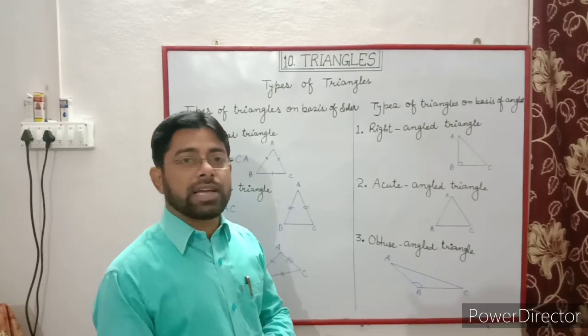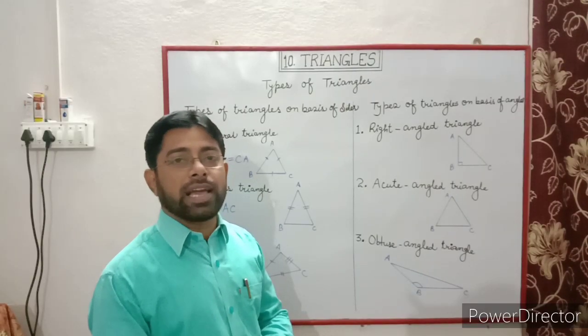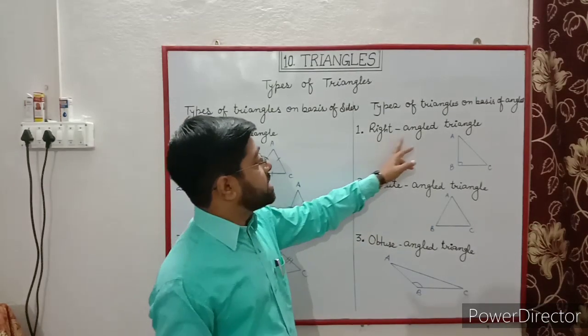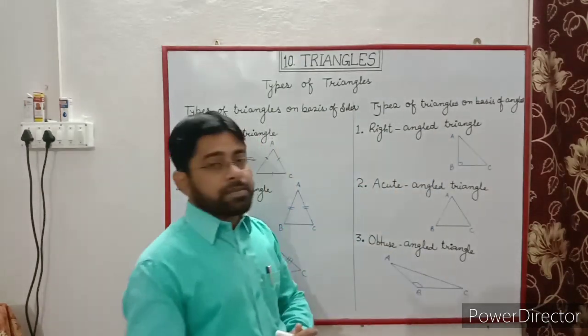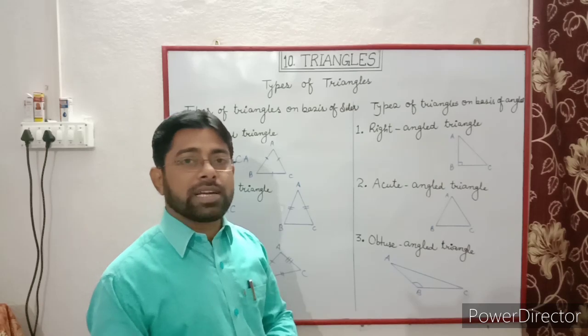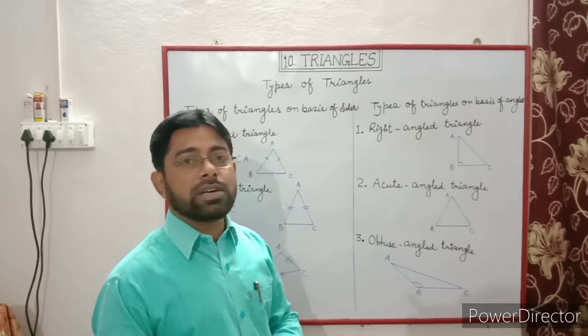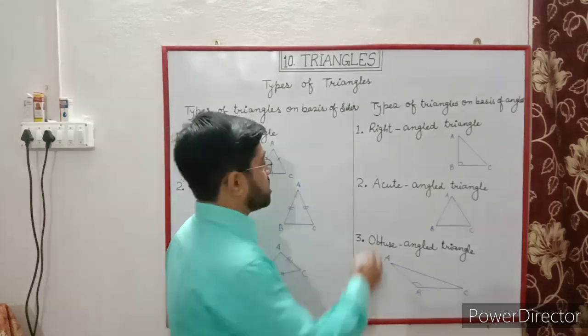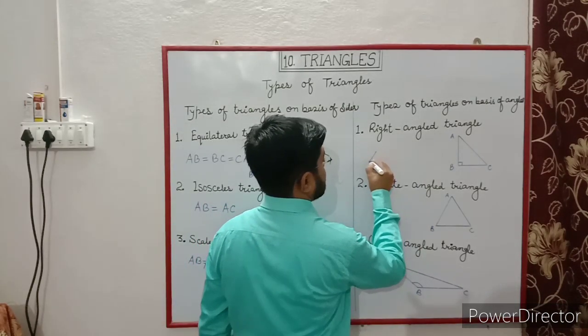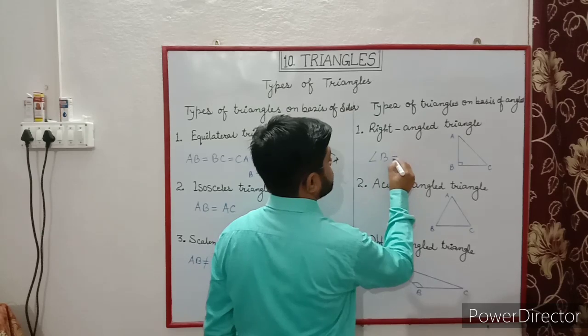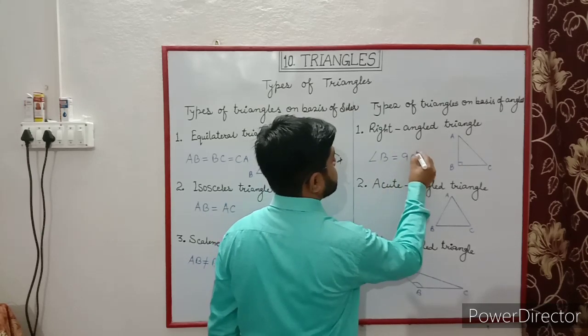Now, types of triangles on basis of angles. First, right angle triangle. If one angle of a triangle is right angle, that is 90 degree, is called right angle triangle. From the figure, angle B is equal to 90 degree.